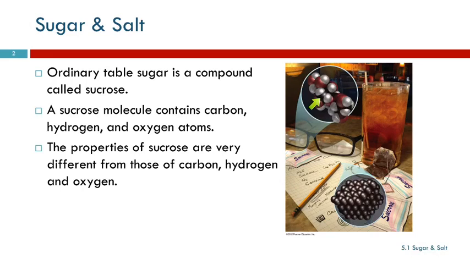It's got carbon atoms, signified with the black spheres here, and hydrogen atoms, the little white ones, and oxygen atoms, the red ones. The properties of sucrose are very different from the properties of the elements that compose sucrose.